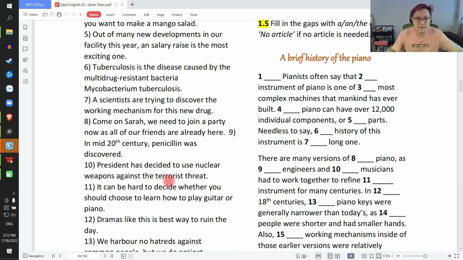In this context, of course, they know exactly what terrorist threat is. So that's why they decided to use nuclear weapons. So that's why it's definite. You have to use a definite article, the in here, in front of terrorist threat.